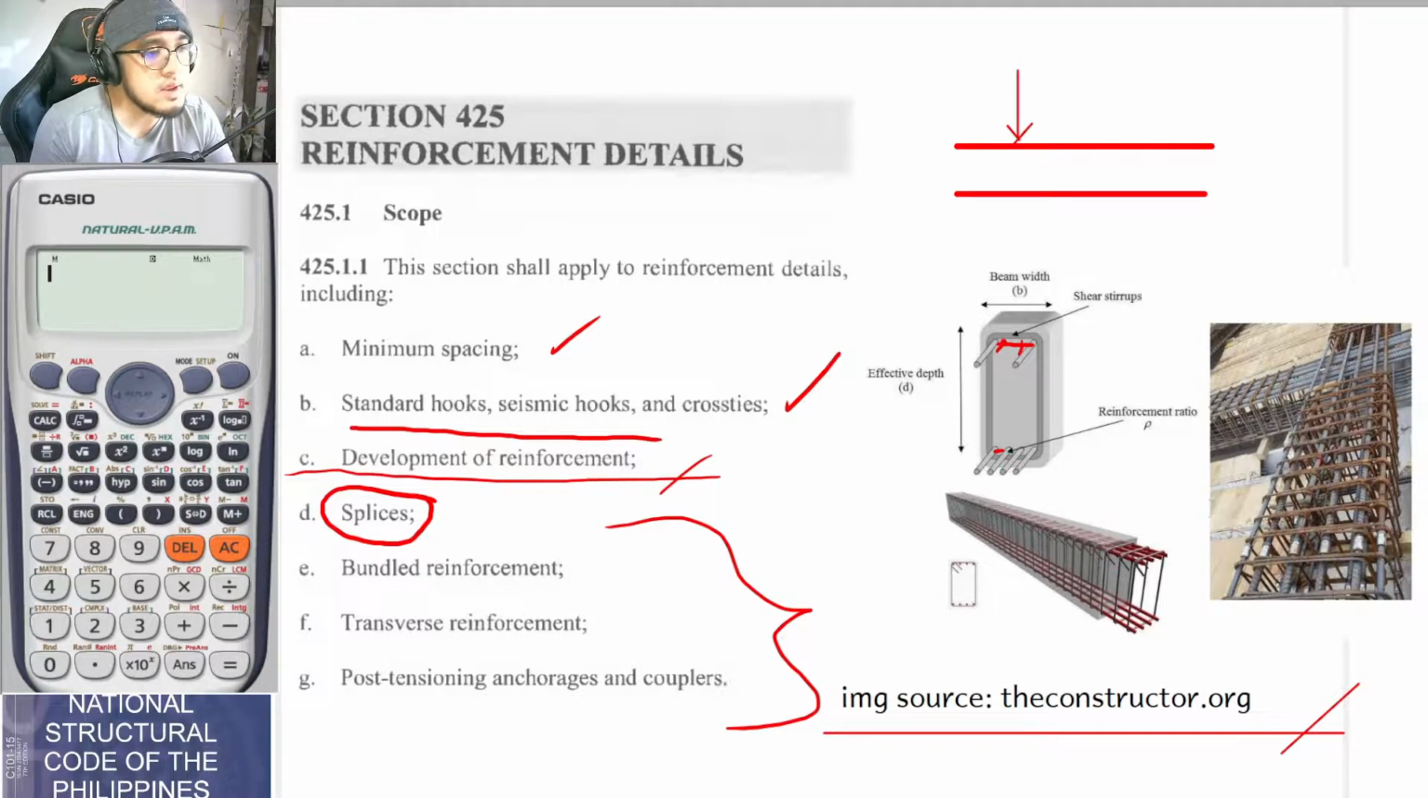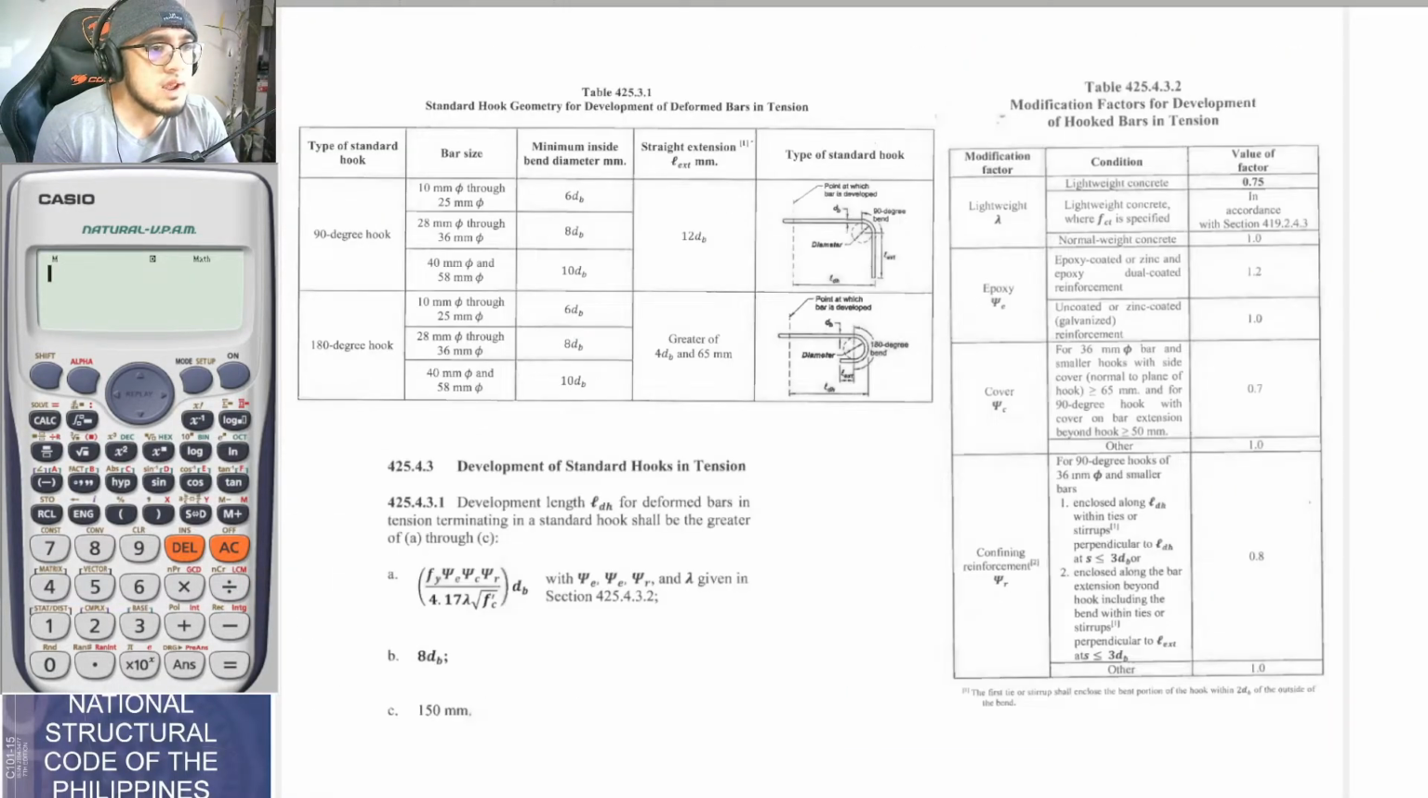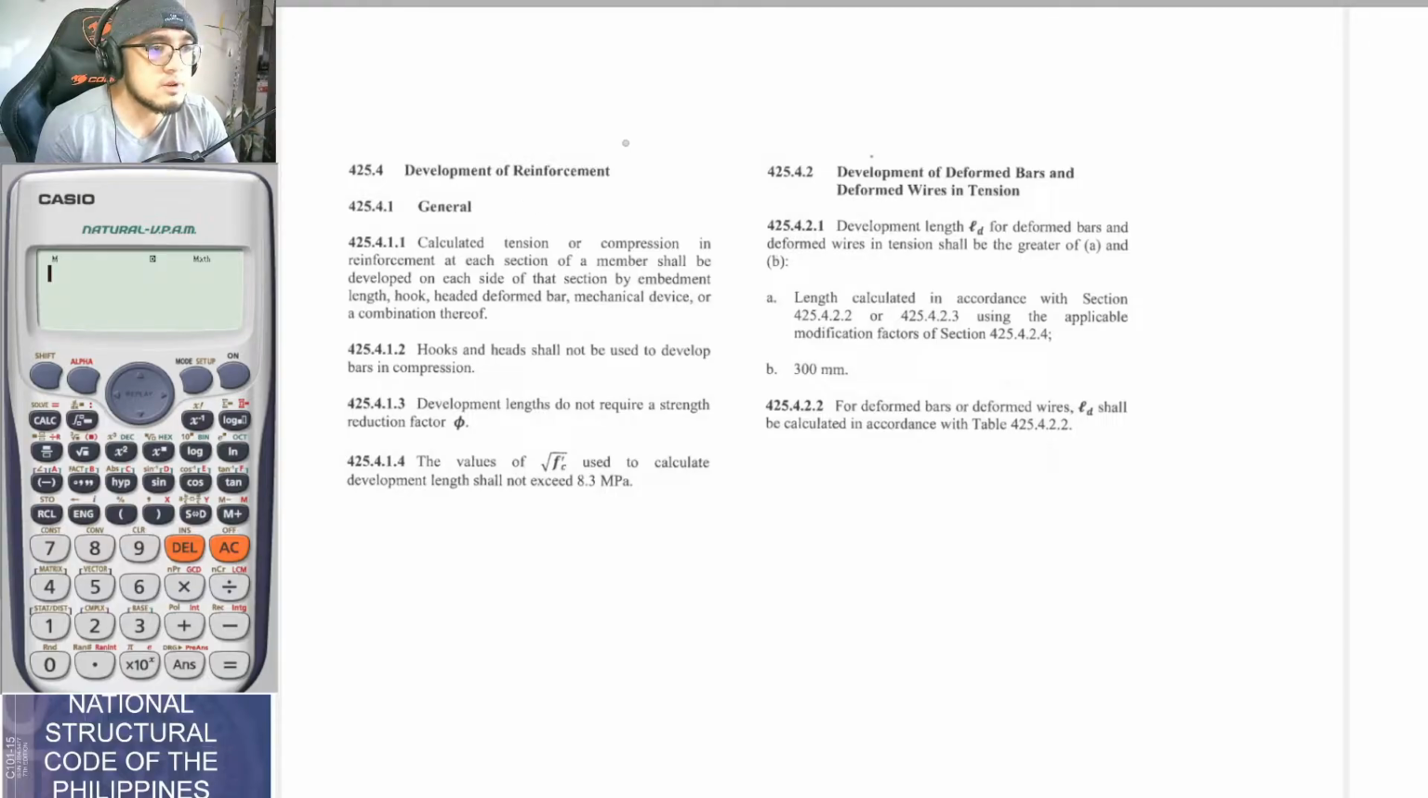So what is the development of reinforcement? Okay, so when we say development of reinforcement, we are to talk about the development length LD. So LD is our main variable in this section. When we say development length, it is actually the length of embedment between two concrete members to establish adequate bond strength.